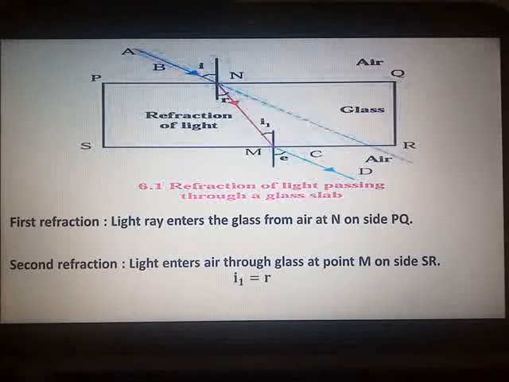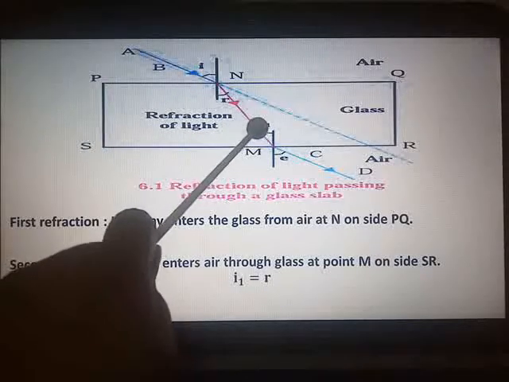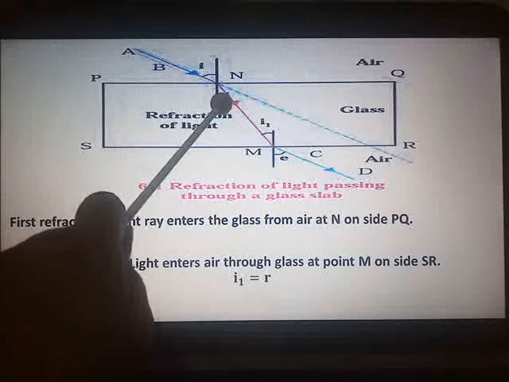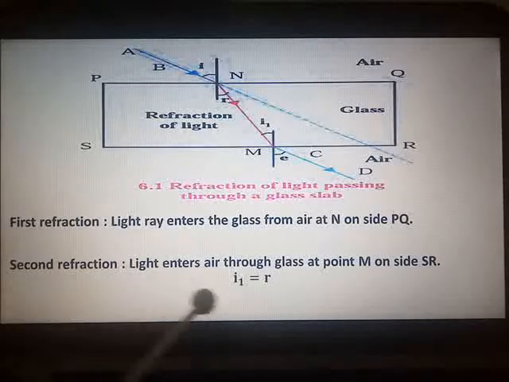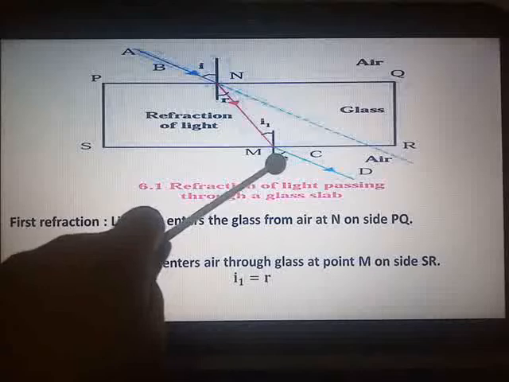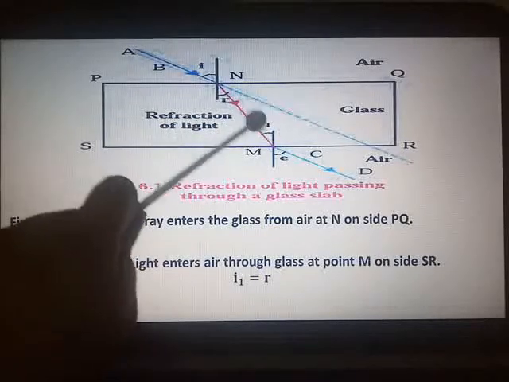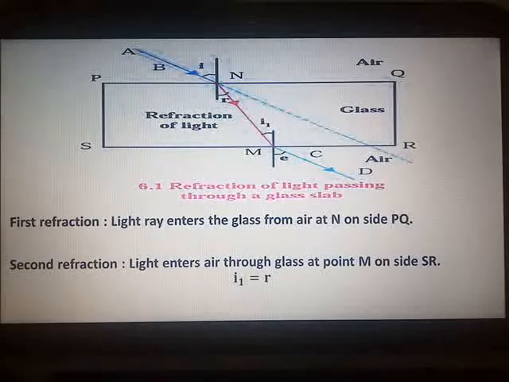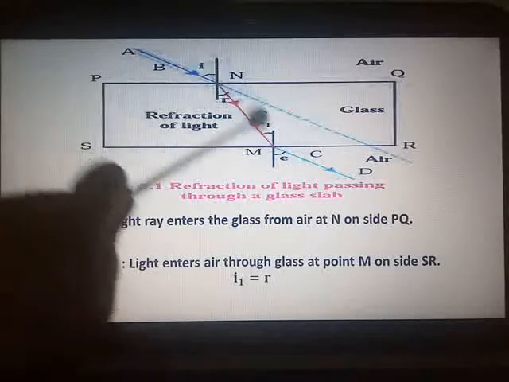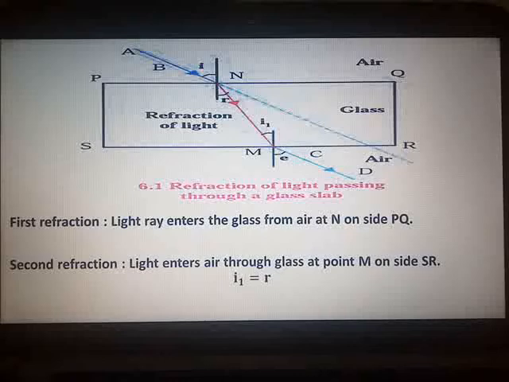Now here one note you have to take: this angle of incidence i1 is equal to angle of refraction r. So i1 is equal to r. In the second refraction, the angle of emergence is e. In the first case, the angle of refraction is r. In the second case, it is angle e, which is equal to i. So i is equal to e.